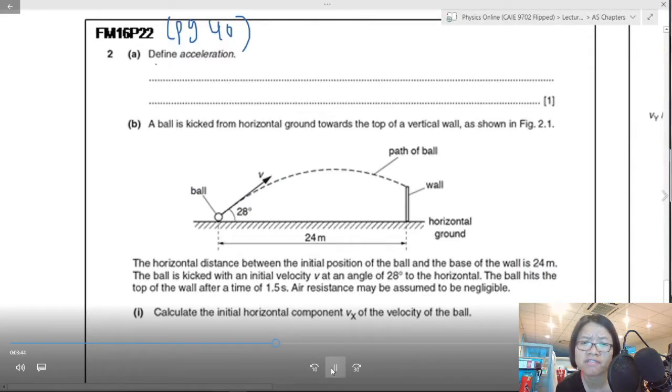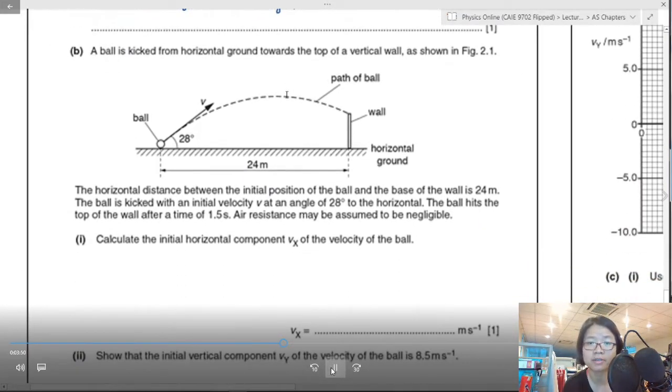Next, FM16, paper 22, you can find this on page 40. You can pause the video now and find it. Okay, so define acceleration. This is the rate of change of velocity. I don't accept any other definition.